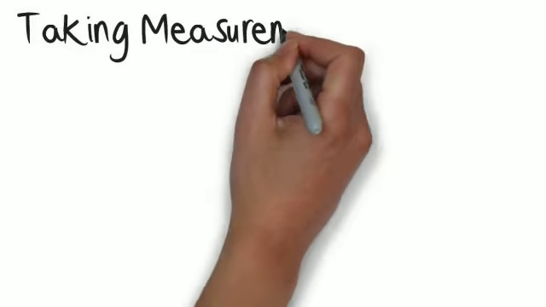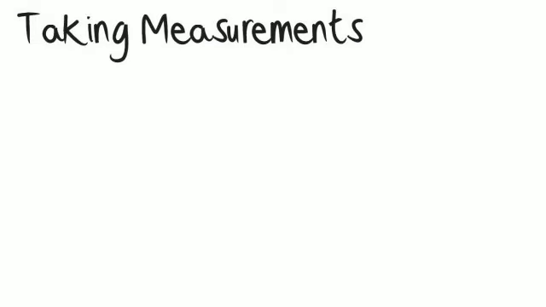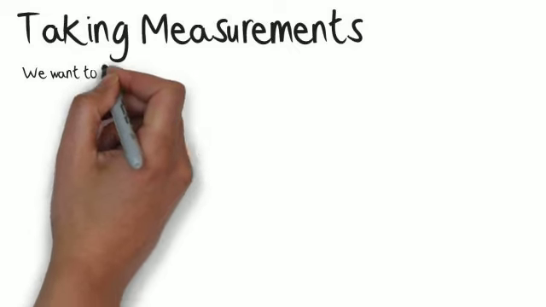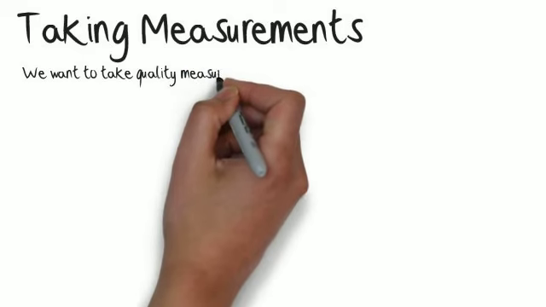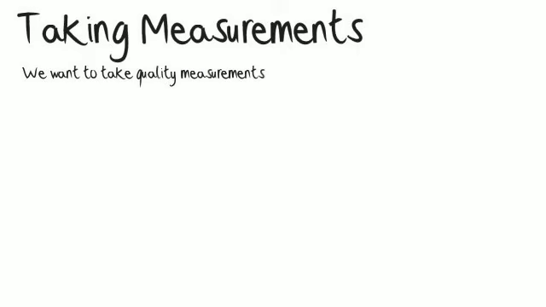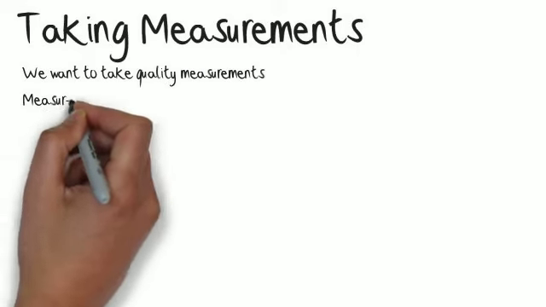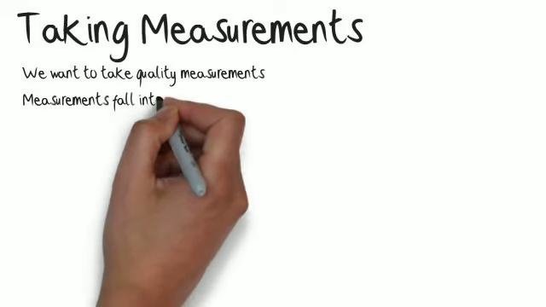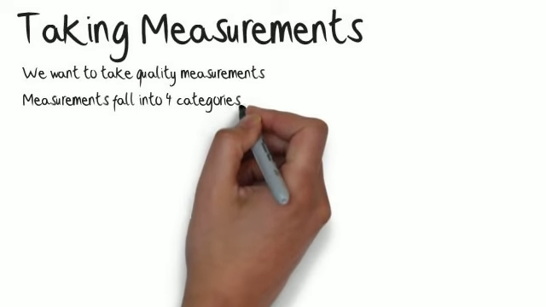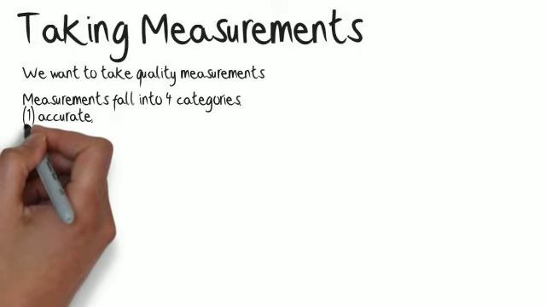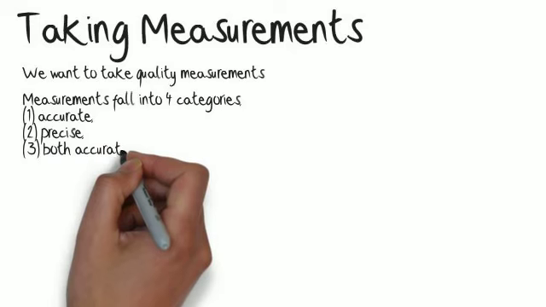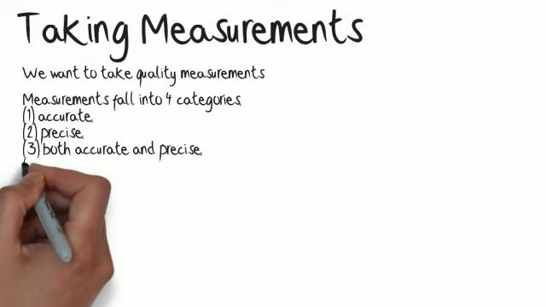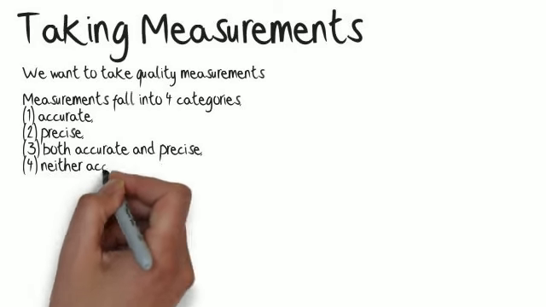So today we're going to talk about taking measurements. In science, measurements are key to experimentation, and we want to focus on taking quality measurements. Measurements can be divided into four different categories: accurate, precise, both accurate and precise, and neither accurate nor precise.